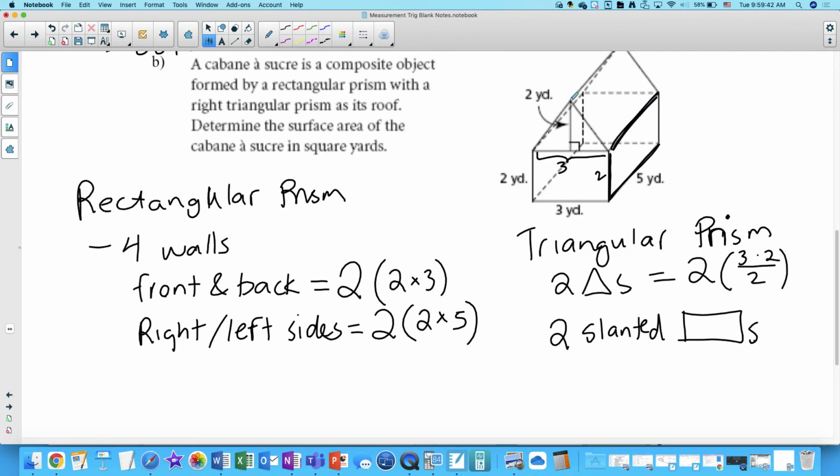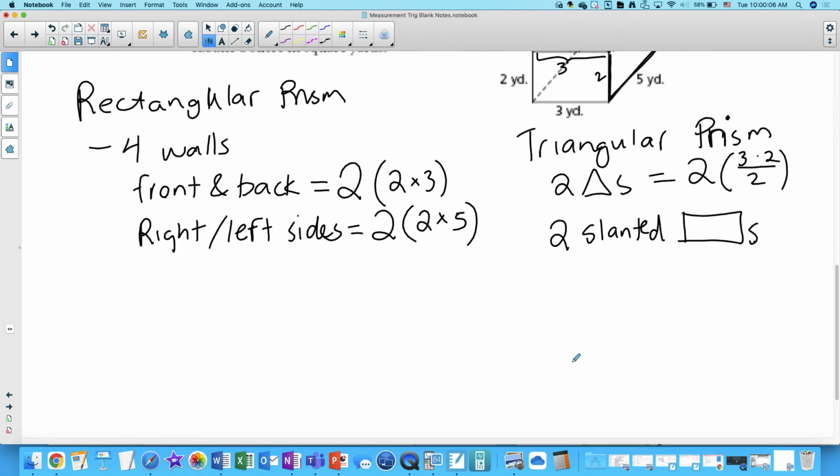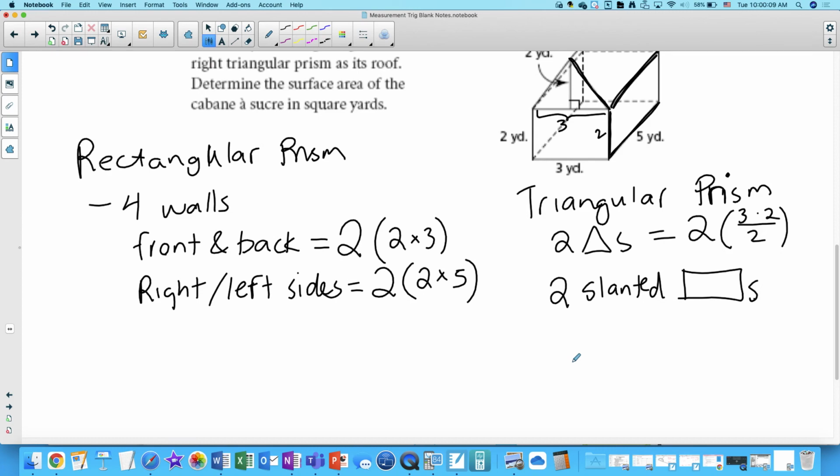So for the slanted rectangles, we actually have to do a little bit of work first. So I'm gonna redraw this triangle, and if I am just looking at this right triangle, okay, this is only 1.5 because it's half of the base, and then this is 2. So we're looking at this. I'm going to call this W for the width of that rectangle. Okay, and we do have to figure out what that is. So we're going to use Pythagorean Theorem. 2 squared plus 1.5 squared is W squared.